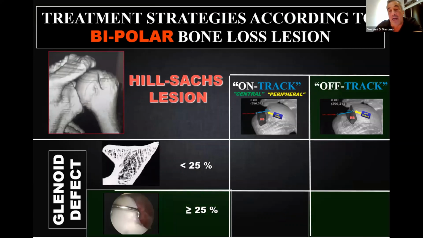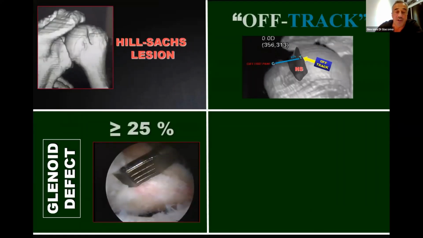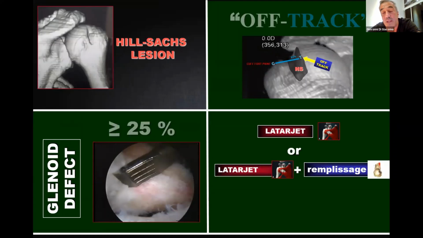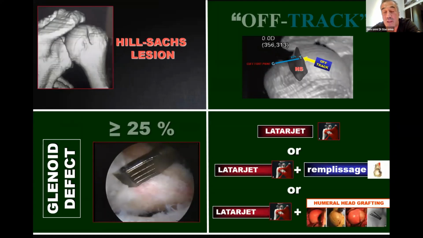And the last group are those patients that are a tragedy. They have an off-track lesion, but it's very, very rare. The glenoid bone loss is very huge. So in our hands, most of the time, the Latarjet works very well also in these patients. But of course, if you have a Hill-Sachs lesion that remains off track, besides the Latarjet, you can use a remplissage, or you can use an allograft like the iliac crest allograft.